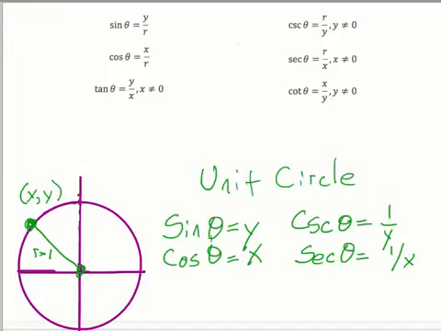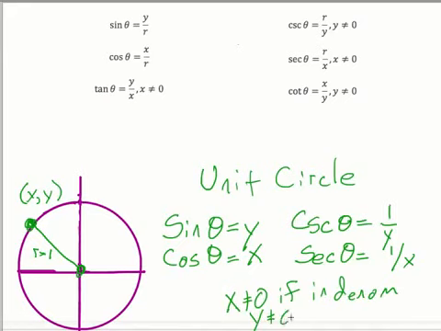And with all of these definitions, we are assuming that if x is in the denominator, x is not 0, and also if y is in the denominator, y is not 0. If x or y is 0, that means we're on one of the axes. It'll be these 4 points here. And in those cases, we just say that certain trig functions are undefined.